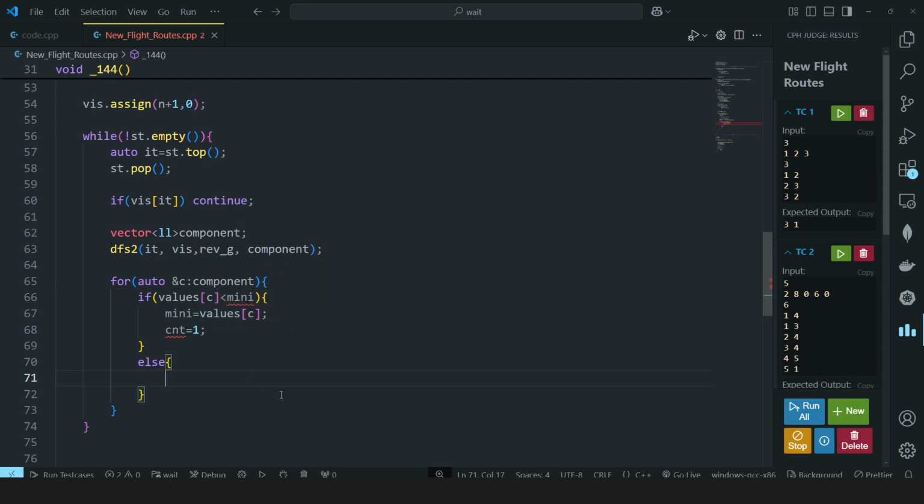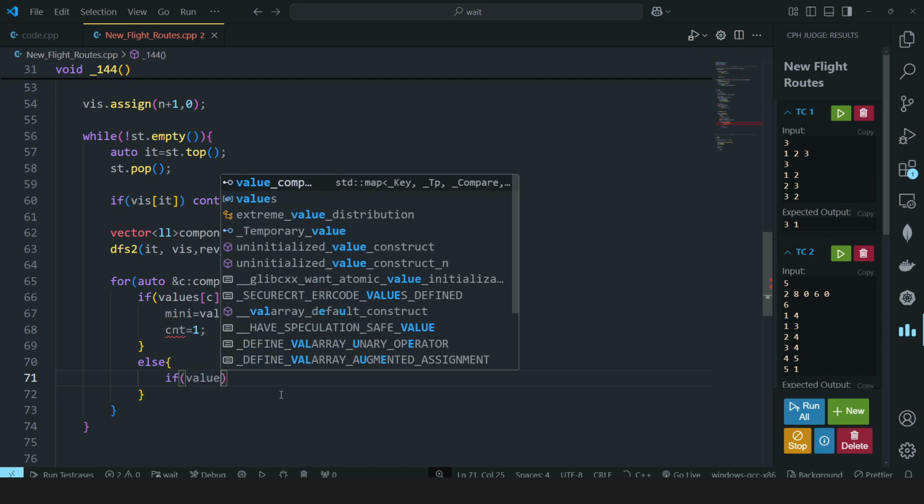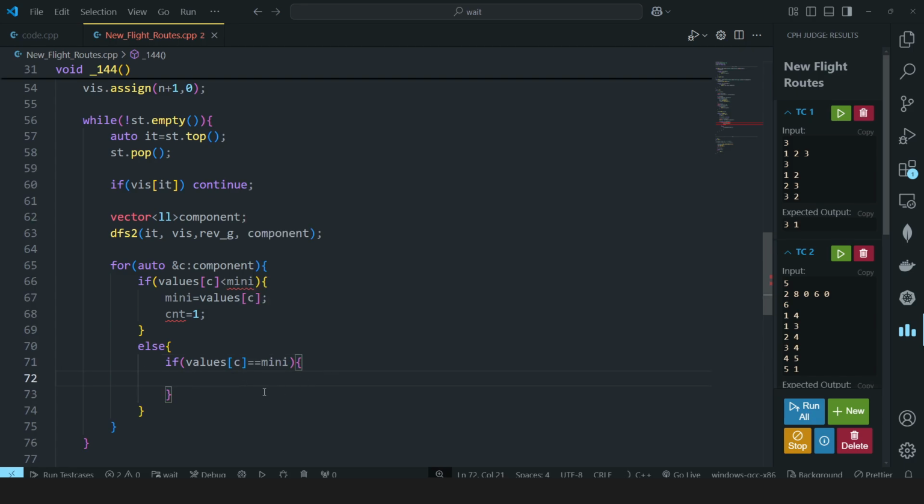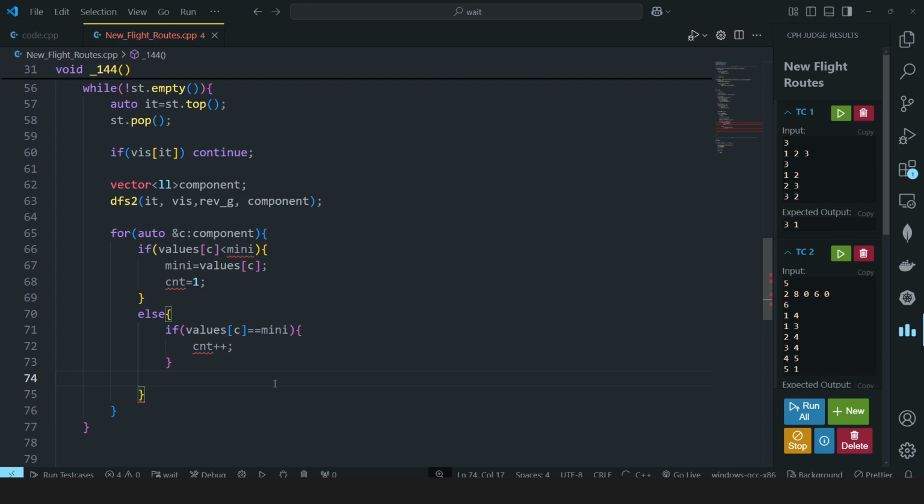So if the value of c is equal to mini, then it means that we have got some minimum value before, and now we are getting the same value, right? So our mini will not change, but the count value will increase. And even if this is not true, it means that the value of c is greater than mini. So for that case we will do nothing, right? Just say like 0 equal to 0. It does not have any significance, right?